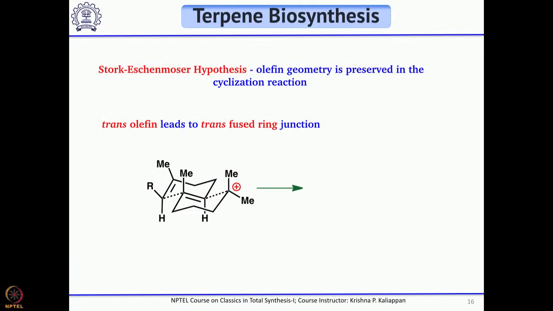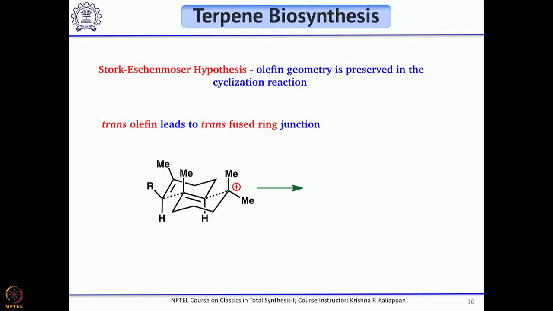What is important is, when you do cyclization, whether the stereochemistry of the double bond will be preserved or not. According to Stork and Eschenmoser, whatever geometry your olefin has before the cyclization, that will be preserved. If you have a trans olefin, then after cyclization, what you get is a trans-fused ring. And if you have a cis olefin, you will get a cis-fused ring. So this is what they write.